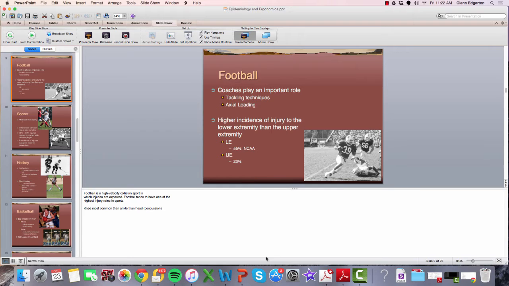The coaches spend more time with the athletes in tackling drills than the athletic trainer does. So we really see the importance of the coaches in proper teaching technique. We also find that there's a higher incidence of injury to the lower extremity than the upper extremity. Lower extremity is about 55% of the injuries for football, and upper extremity is about 23%. The most common injuries are the knee, and then the ankle, and then the head.